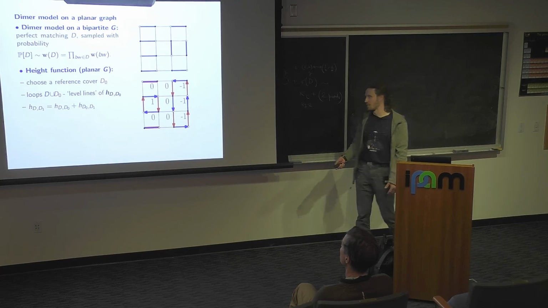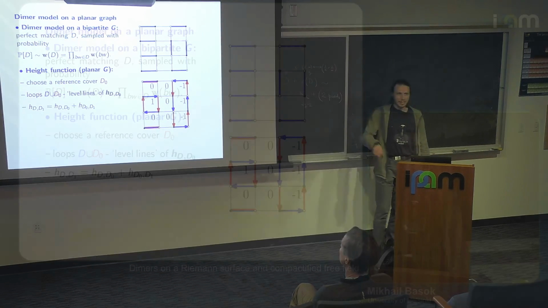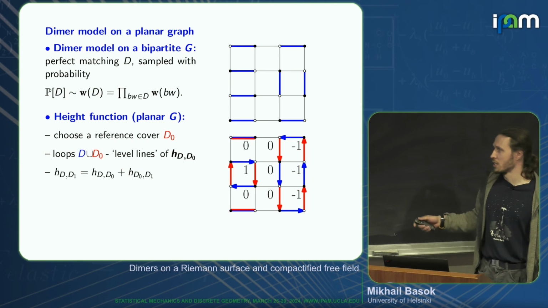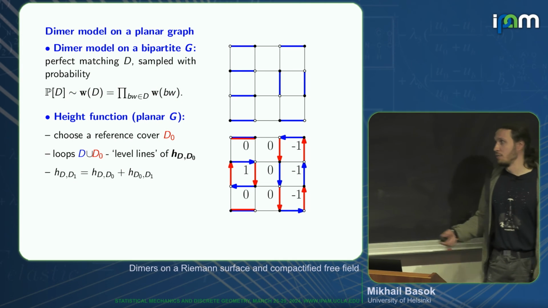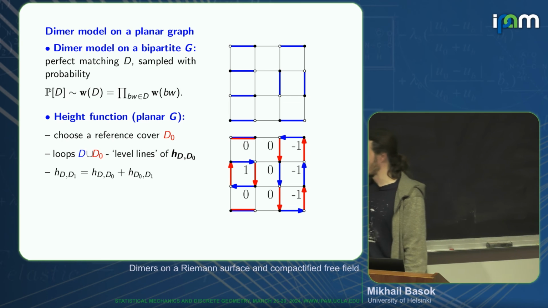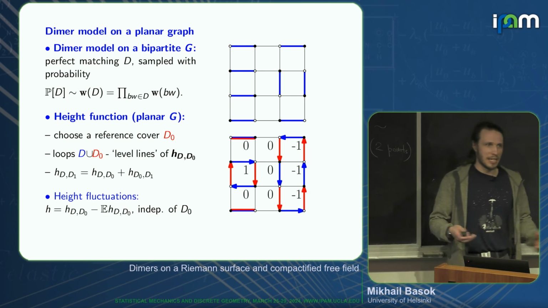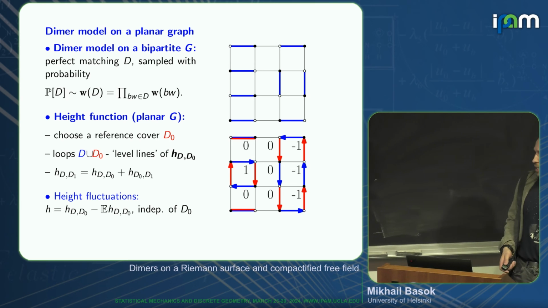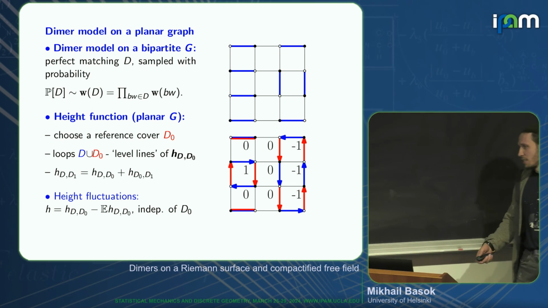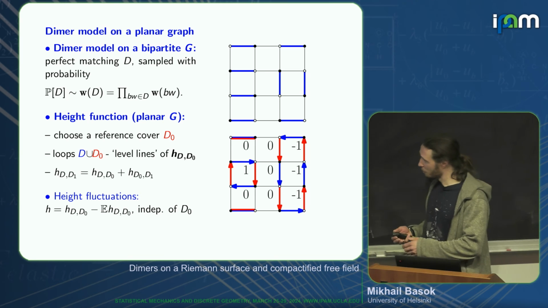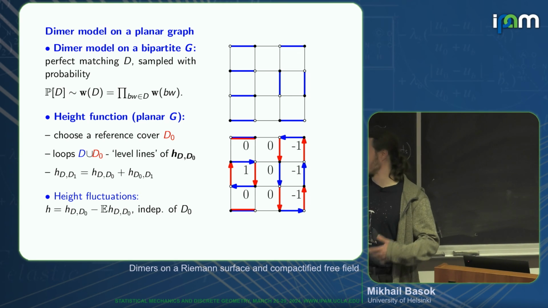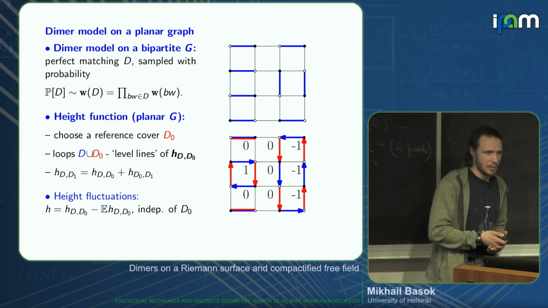If we change the reference cover, then we add to our height function some deterministic function which depends only on these two reference covers. So to get rid of the dependence, we can subtract the expectation. Then obviously the resulting object will not depend on D0. We call it height fluctuations, and this is the main object that we want to study in this talk.